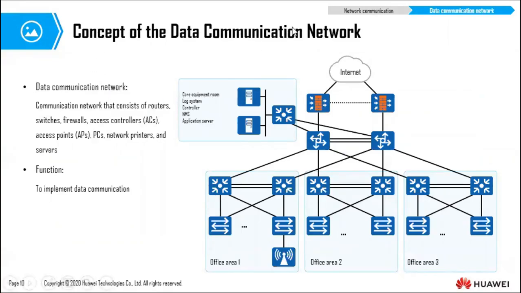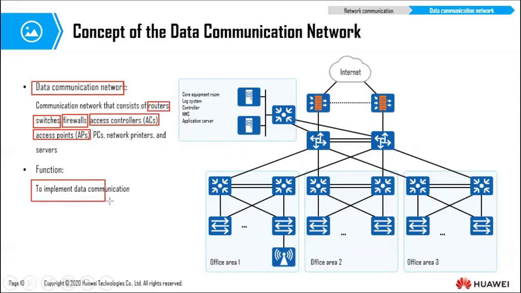Now, data communication network. Let's look at this term. This is a communication network that consists of what? Let's read that together. Routers. Firewalls. Access controllers, ACs. And we also have APs, access points. And the rest are what we call the terminal devices or end devices. What is the function of a data communication network? To implement data communication.